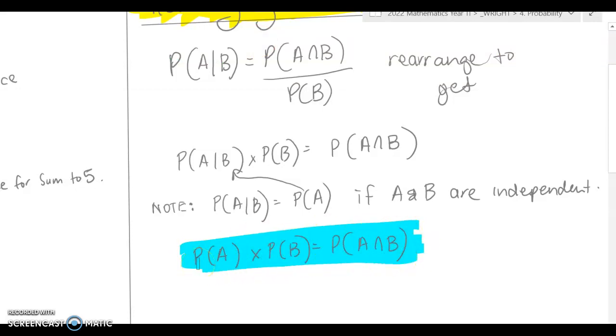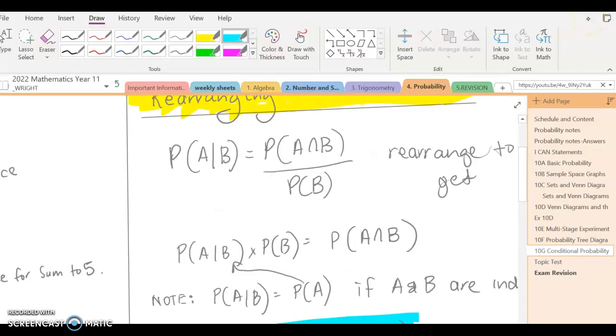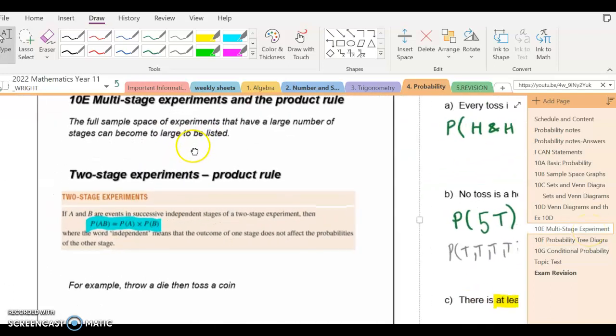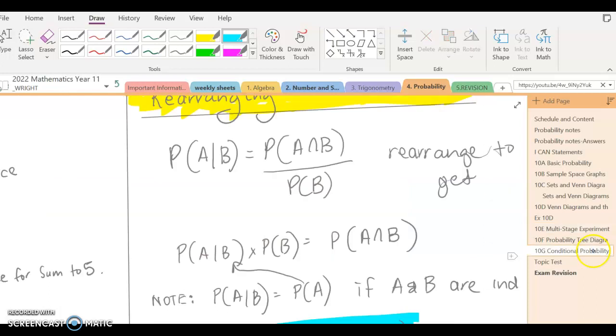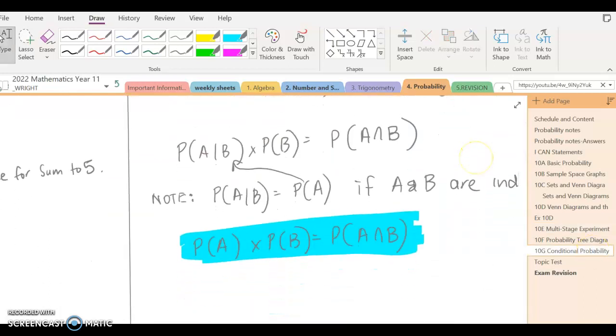If it doesn't, follow me now. I'm going to go back up from 10G back to 10E. Okay, and we have a look at multi-stage events. And I said in there that the probability of AB, or A and B, was equal to the probability of A times the probability of B. And that's basically what's happening when we're multiplying across the arms of our tree diagram. So you've seen that before. Now you've seen it down here as well, if A and B are independent.